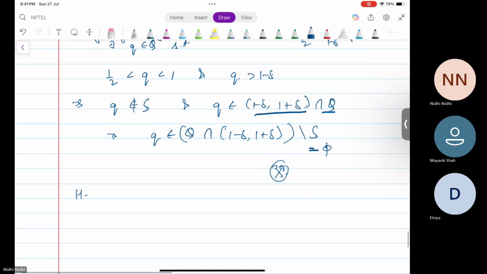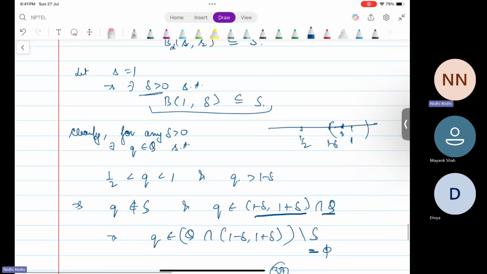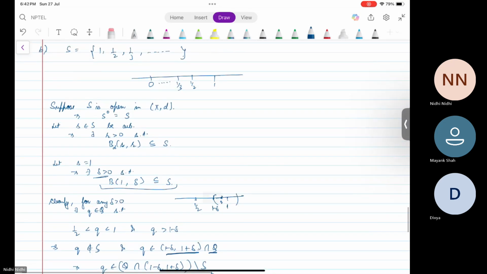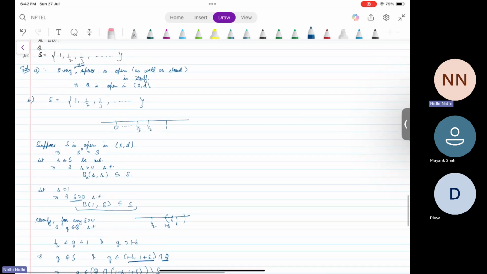Hence, S is not open in Q. I hope this is clear. So the main idea was to use the density theorem. If you have any doubt, please let me know.